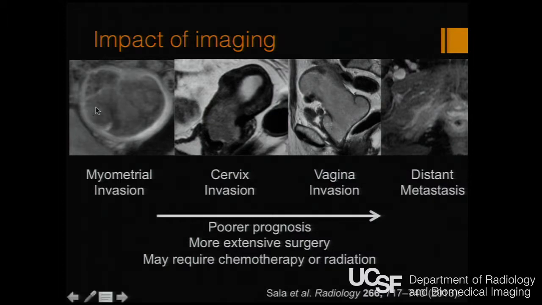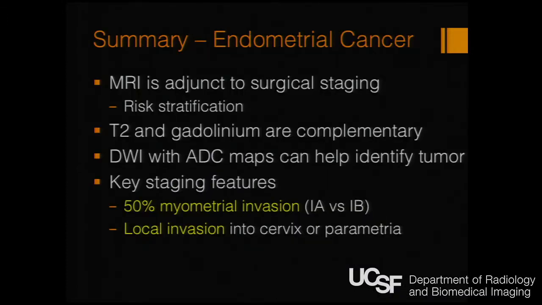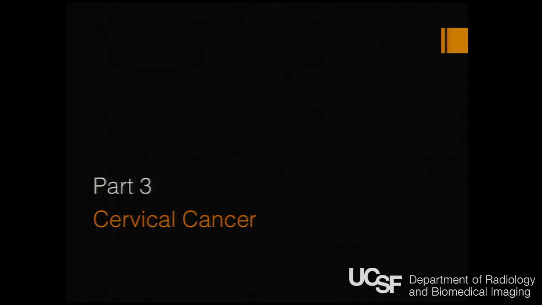And sometimes these patients get taken directly to surgery, but our surgeons like to know a lot of this information beforehand. And we start with myometrial invasion, we go to distant metastases, and this makes a poorer prognosis, more extensive surgery, and maybe even preoperative chemotherapy or radiation or postoperative chemotherapy or radiation. So in MRI, it's really an adjunct to surgical staging, and that 50% myometrial invasion is key, and the diffusion helps to identify tumors. We'll move on to cervical cancer.